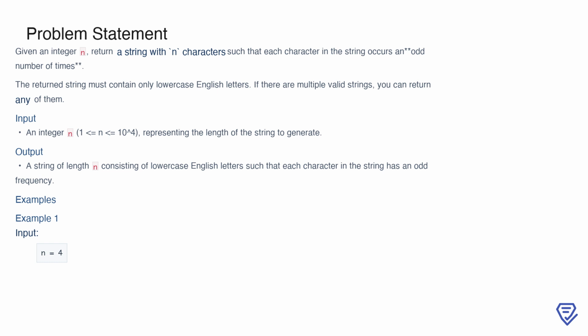The constraints ensure that n is at least 1 and at most 10,000, so we need to account for both small and large values of n in our solution. The output must strictly meet these criteria, ensuring odd character frequencies and the correct length of n.